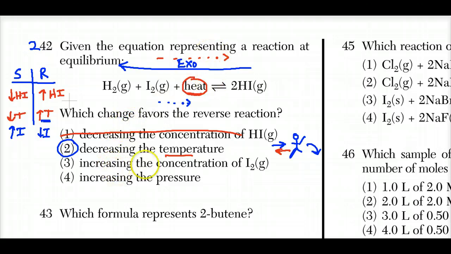And number 4, pressure. Anytime you deal with pressure stresses, count the moles of gas on both sides. This has 1, this has 1. There's 2 moles of gas on this side, there's 2 moles of gas on this side. There's no effect there. You have to have a different number of moles of gas on each side. So there's no change, there's no effect by pressure. So the only answer that makes sense is choice 2. Number 42 is choice 2.